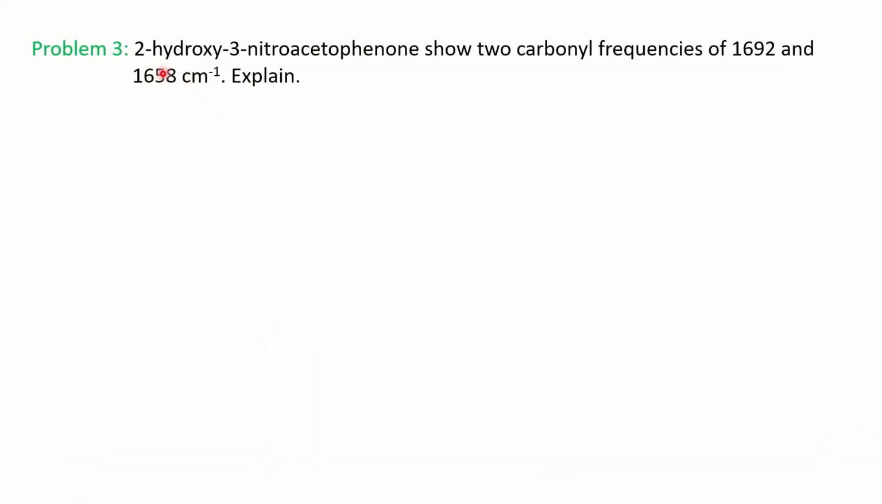In this problem, you can see they have given the molecule 2-hydroxy-3-nitroacetophenone, and it shows two carbonyl frequencies. One is 1692 and the other is 1658 per centimeter. You need to explain. So what is the structure of 2-hydroxy-3-nitroacetophenone? This is the acetophenone. You have C6H5COCH3. At the 2 position you have OH, and at the 3 position you have a nitro group.